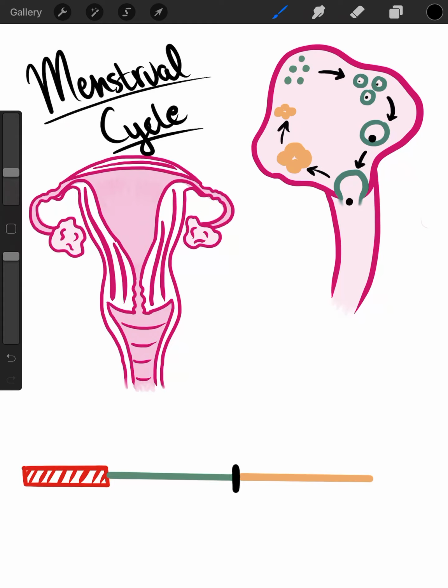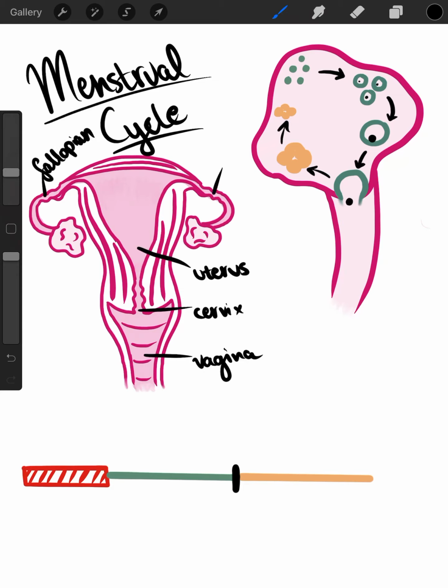So let's start with the basics, the anatomy. So we have our vagina, the cervix, which is the opening into the uterus, which is where the baby grows. And then we have our fallopian tubes. We have two of them. There's the second one, fallopian tube. And our ovary. This is where the eggs are. We have two of them as well.